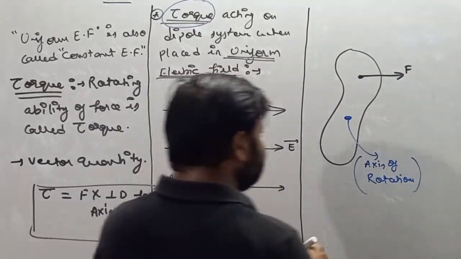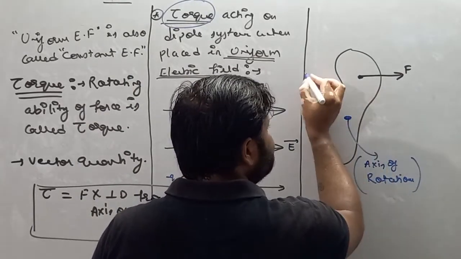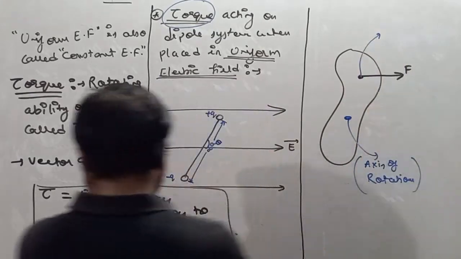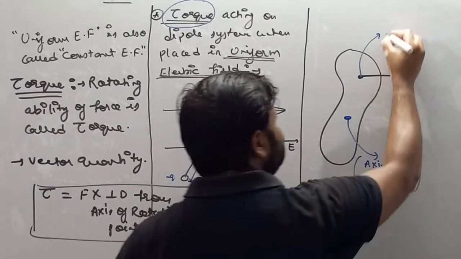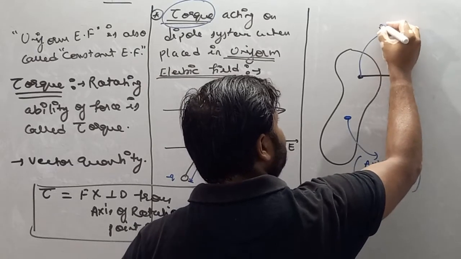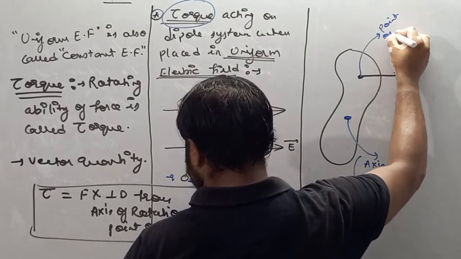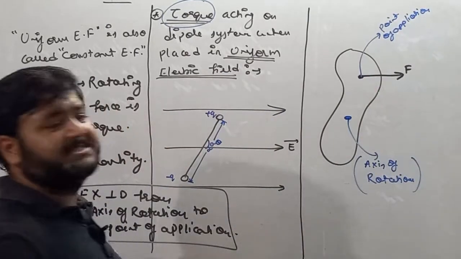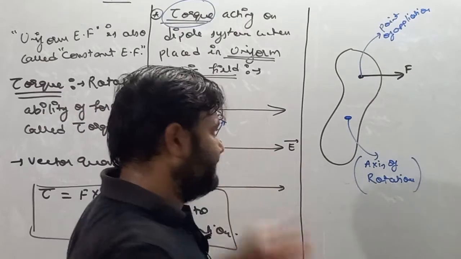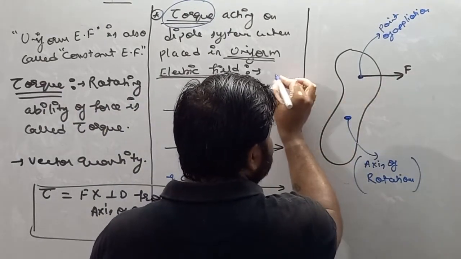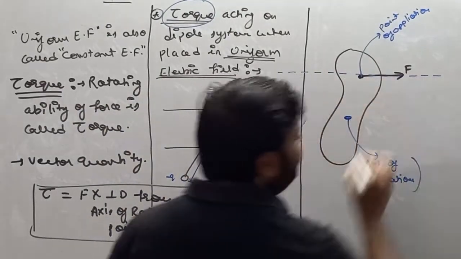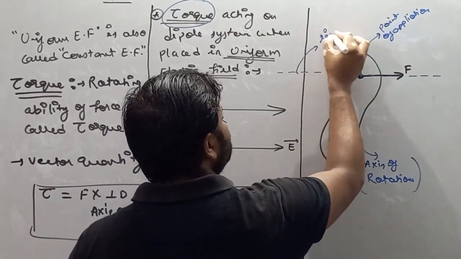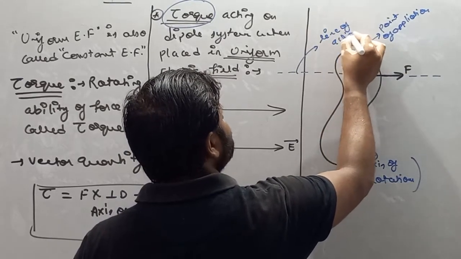Now see, dear student, this point is called the point of application. The point where we apply force is called the point of application. Now see, let's make a line along this force. This line on which the force is acting is called the line of action.